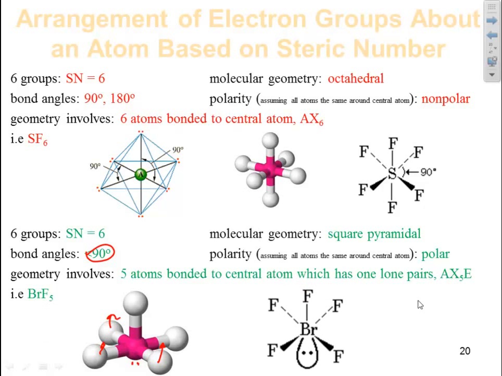Example, bromine pentafluoride. So I have my 4 fluorines in the planar, 1 fluorine at the axial, and then we have the lone pair across from it.